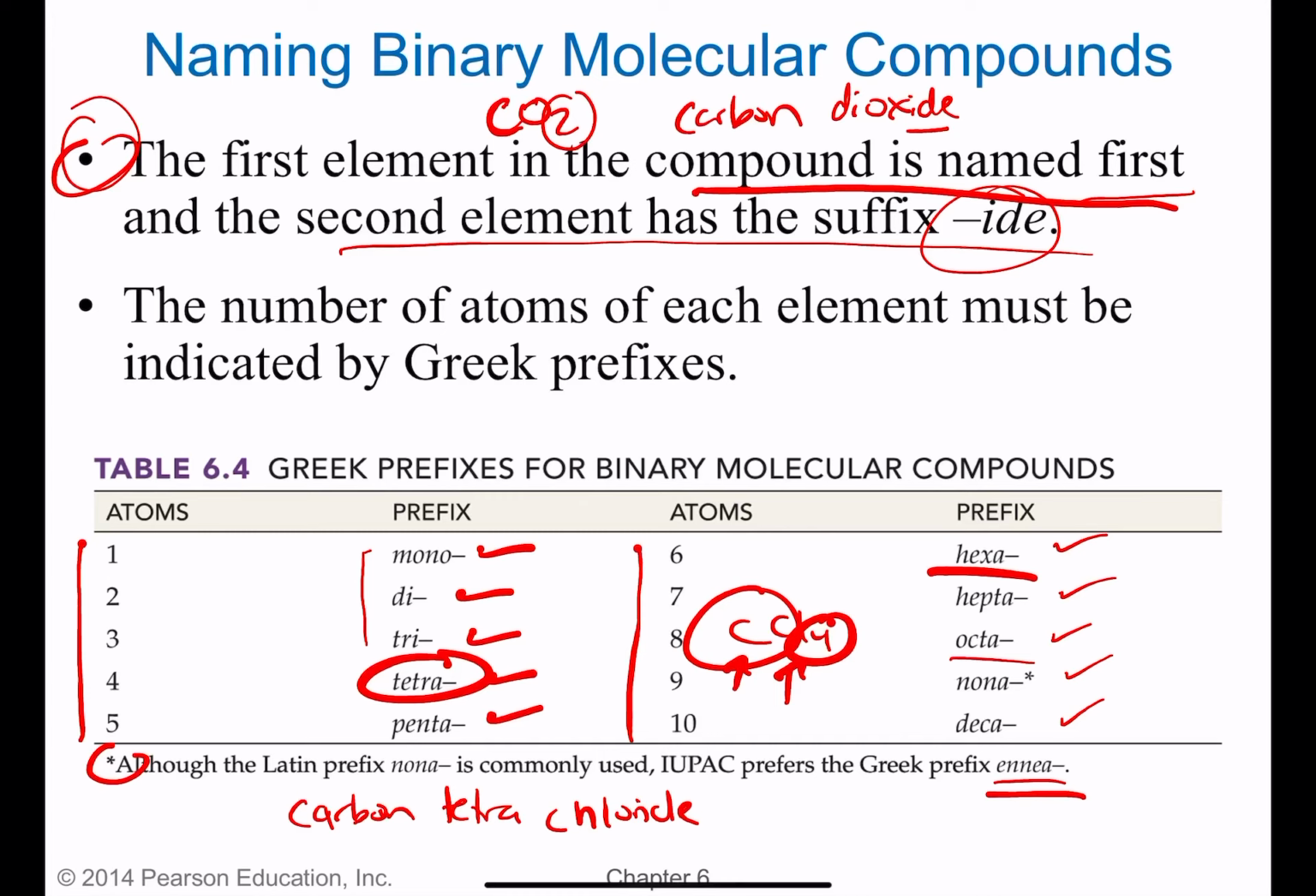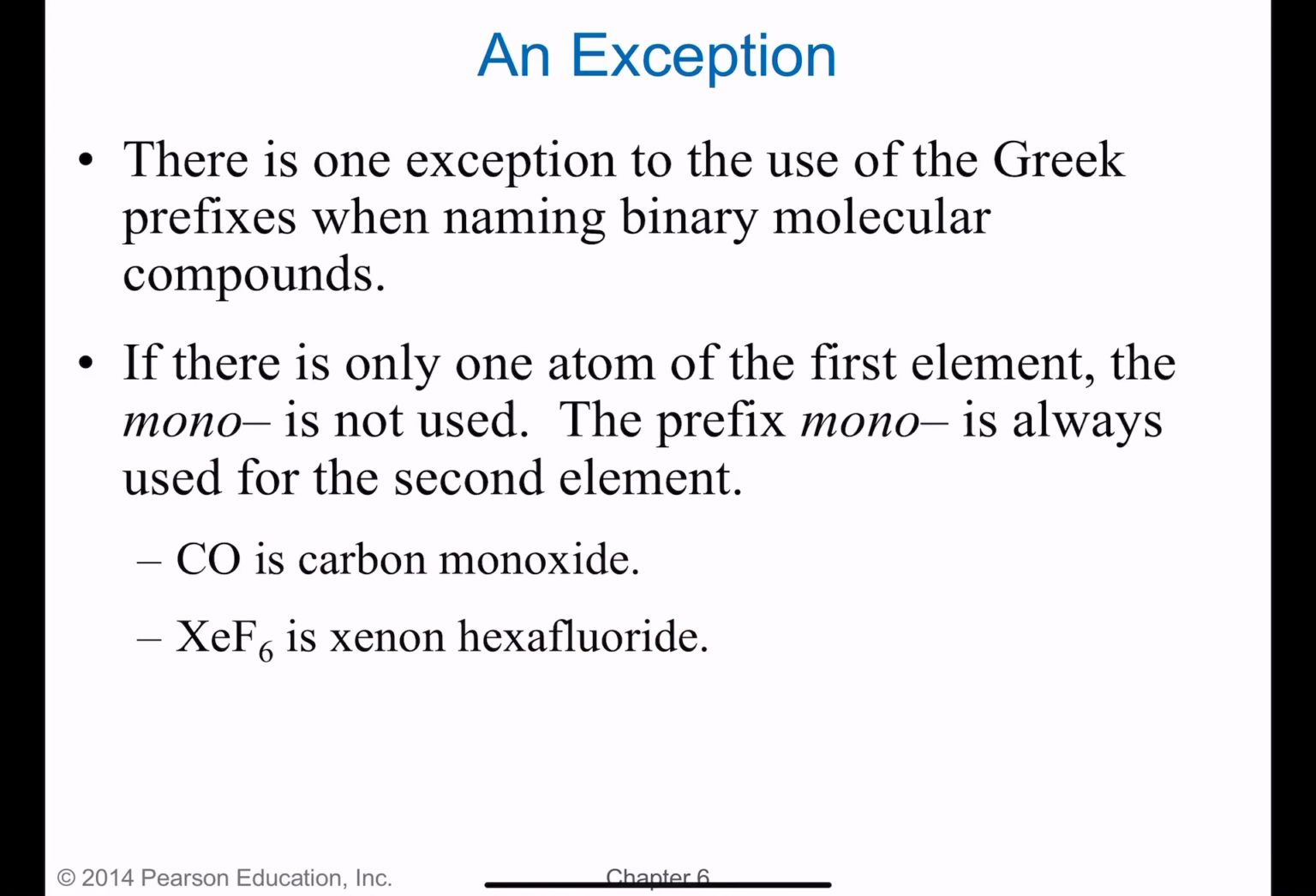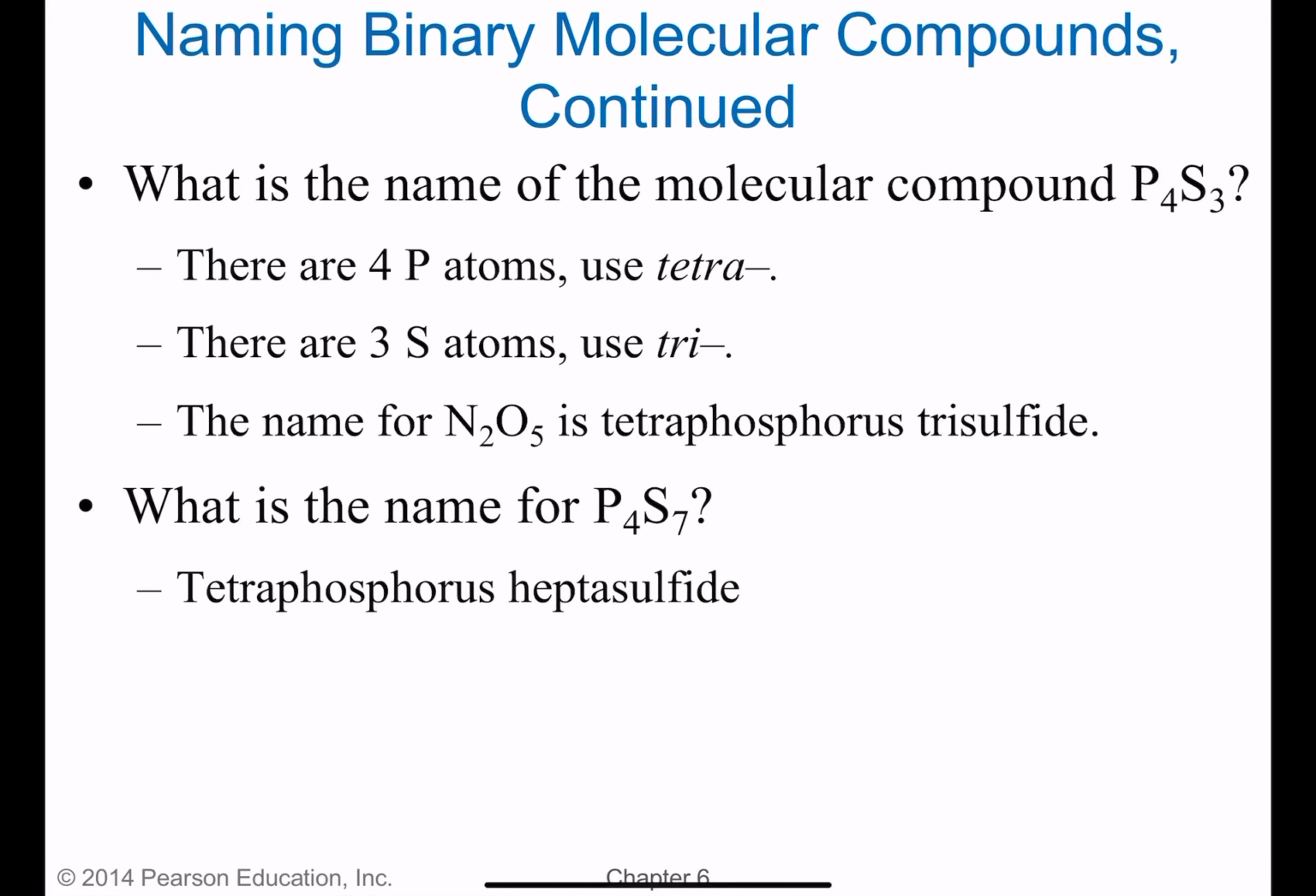Now, you may have noticed I've only got one of the carbon right here. So why am I not doing monocarbon tetrachloride? Well, there's actually an exception. So we're going to do this exception on this slide. But basically, we're not going to use the mono anytime the first element in the compound is just one of them. We're not going to use mono here. That's the exception. But let's do these two examples because I don't want to skip this slide.